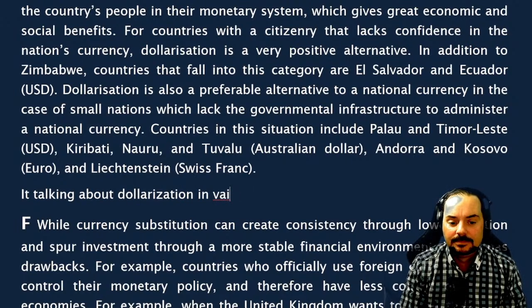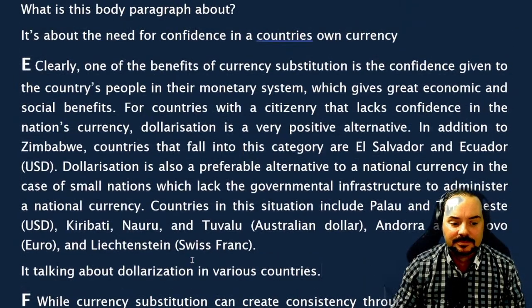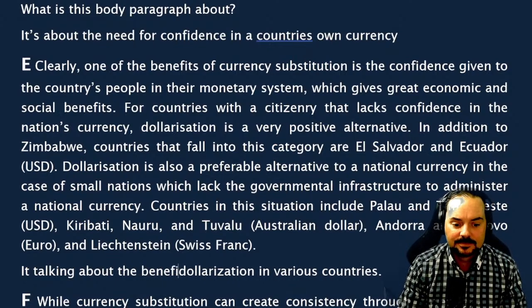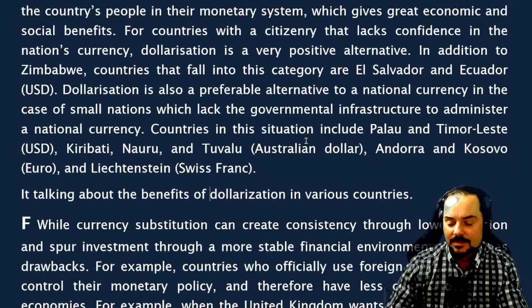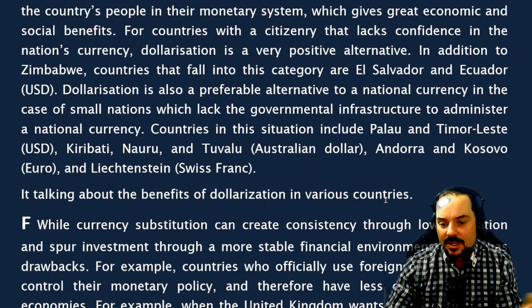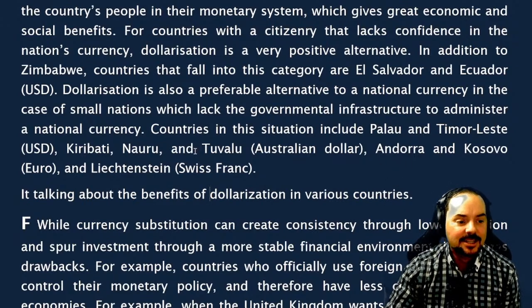And is it good or bad? According to this paragraph, it's talking about the positive alternative. Okay, so it's talking about benefits. Good. So it's talking about the benefits of dollarization in various countries, right? And then its examples. And you don't need to keep it simple, because various countries, those are the examples. So Andorra, Kosovo, Palau, Timor-Leste, Liechtenstein.